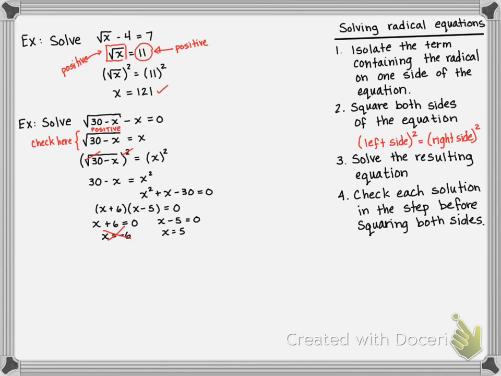So then if I plug 5 in for x, is the right side negative or positive? It's positive, right? It's just positive 5. And so this is a valid solution. And so the only solution to this equation is x equals 5.